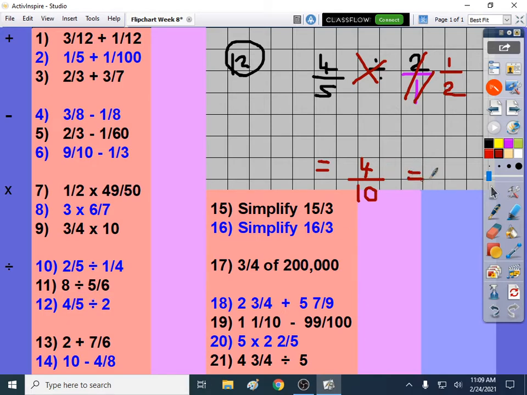Well, 4/10 simplifies to 2/5. And that makes absolute sense because 4/5 divided by 2 is 4/5 shared between 2. If you had 4 of something, you share it between 2 people, you get 2 of something. So that proves it's 2/5.